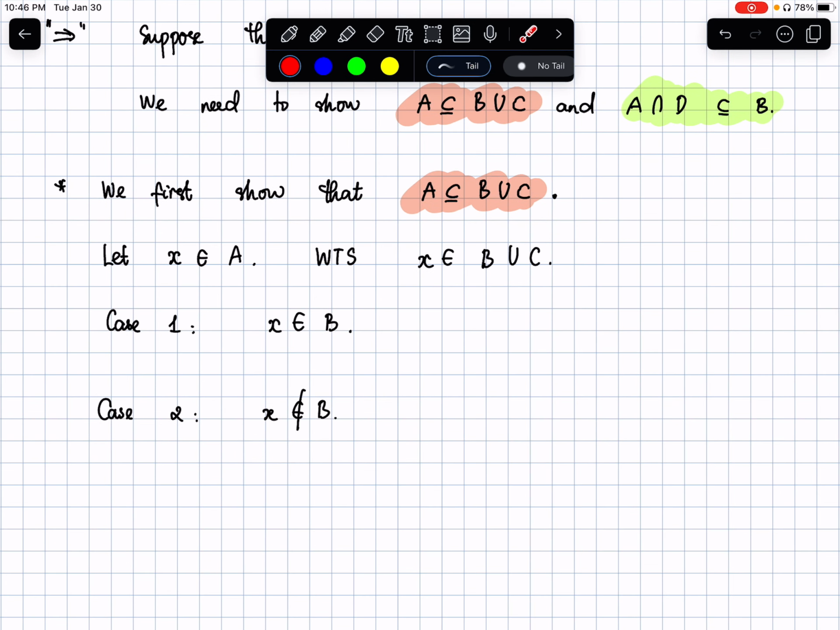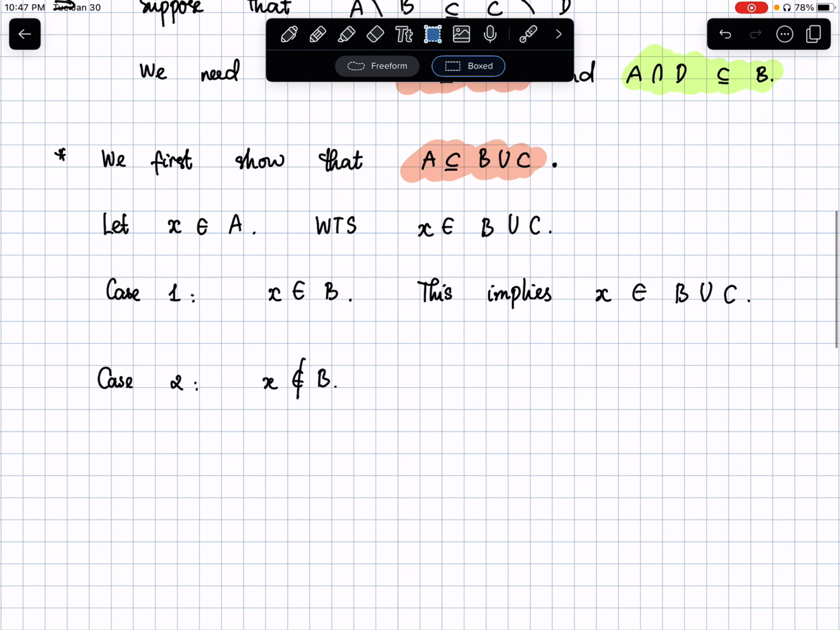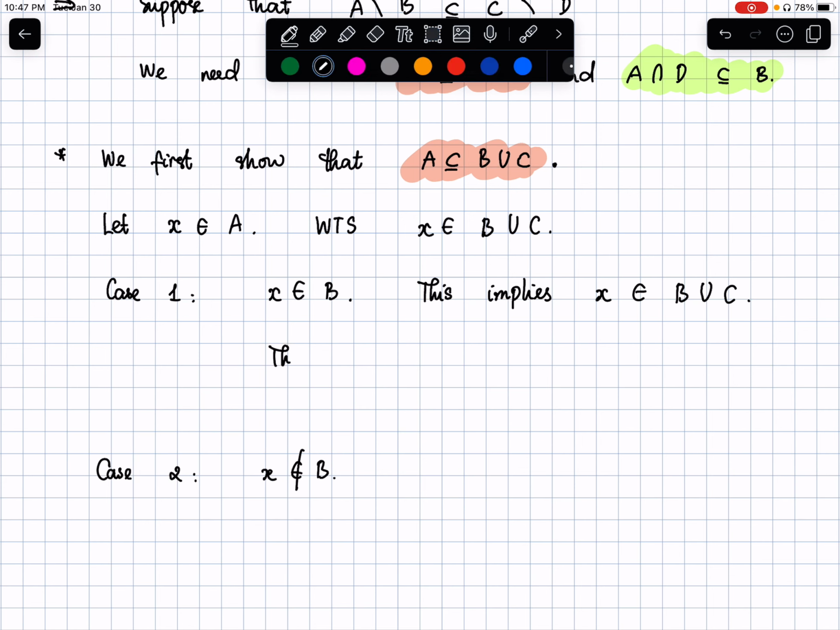Suppose X is in B, then X must be an element of B union with whatever we like. So we choose whatever we like to be C. So X in B implies X in B union C. So for arbitrary X in A, X must be in B union C. Therefore, A is a subset of B union C. So case 1 is easy.